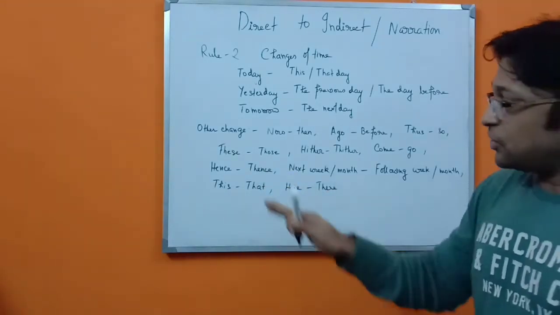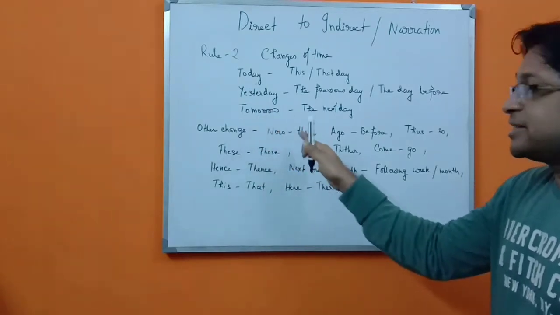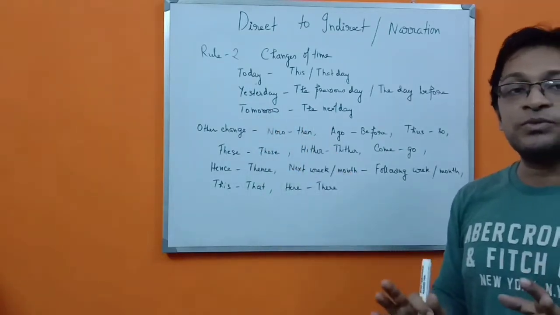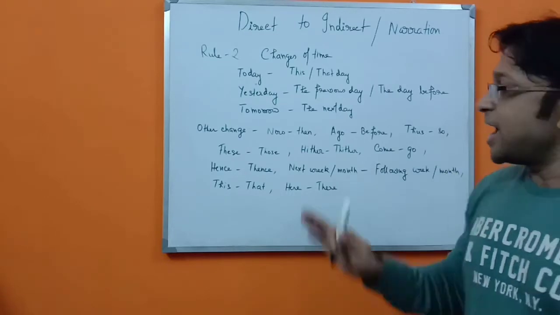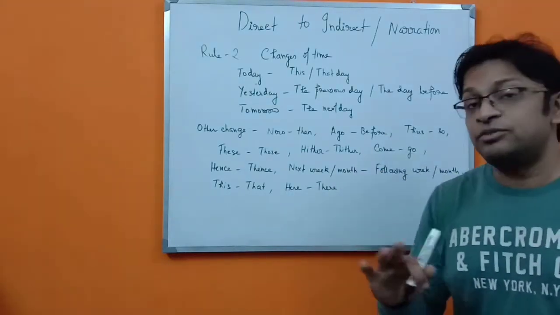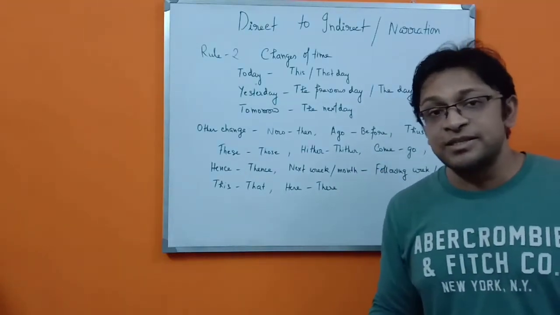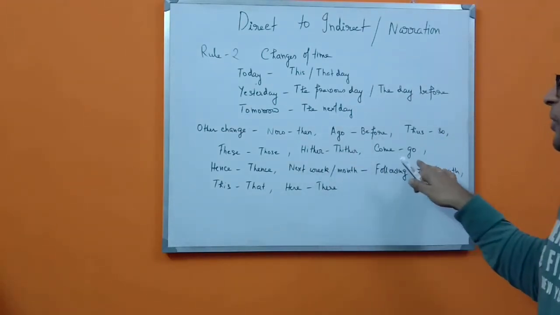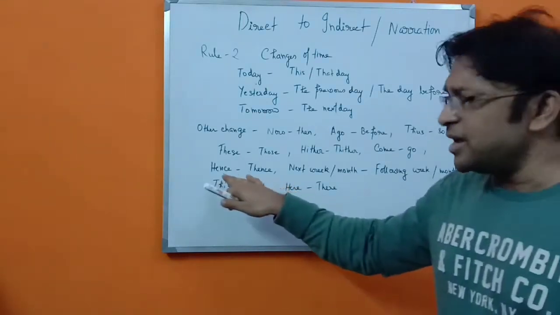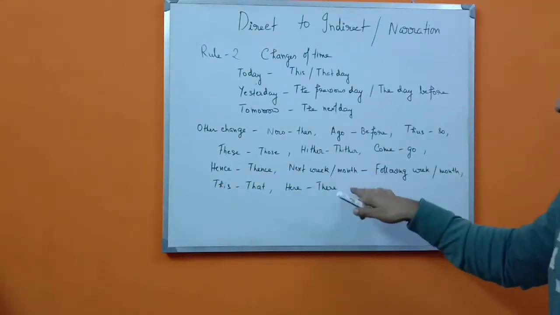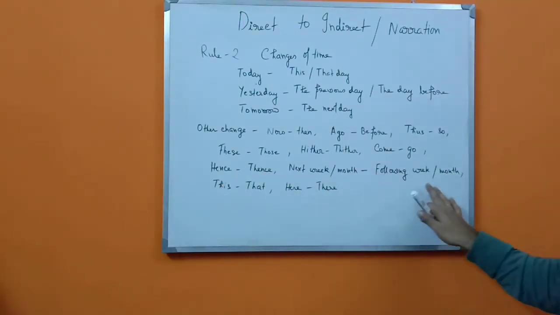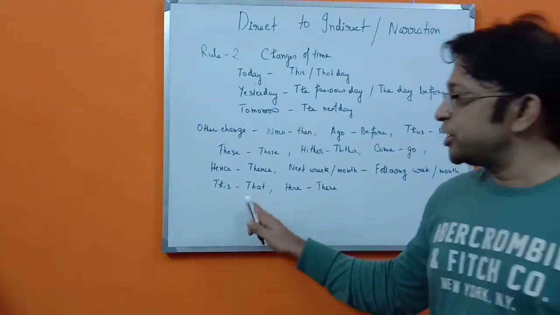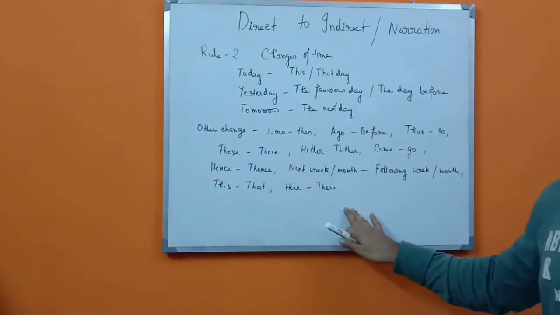In the direct sentence, obviously, these words on the left-hand side will be mentioned. And the left- and right-hand side words you have to change while you are transforming the sentence from direct to indirect. "Hither" will change into "thither", "come" will change into "go", "hence" will change into "thence", "next week" or "the next month" will change into "following week" or "following month". "These" will change into "that", "here" will change into "there".